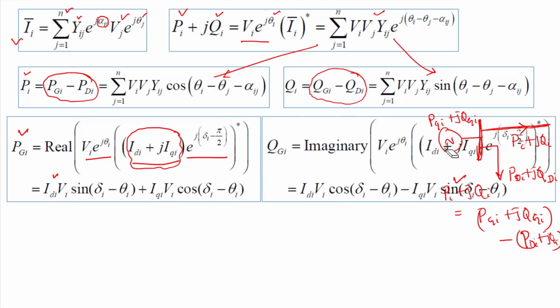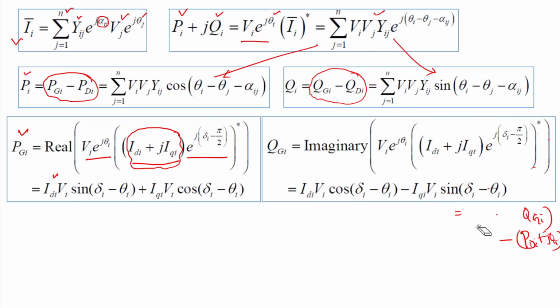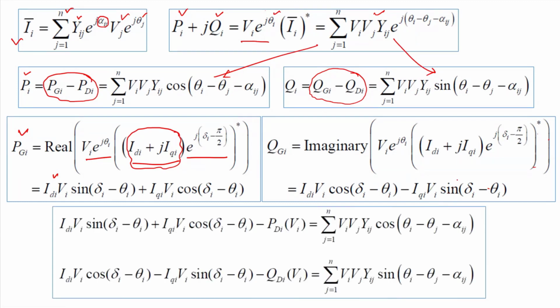Now your QGi, similarly, will become the imaginary part of the terminal voltage and your terminal current, right? That is in terms of the D and Q axis parameters. So that will give me IDi Vi cos delta i minus theta i minus IQi Vi sin delta i minus theta i, right? So now I can substitute in terms of PGi and QGi these quantities, whatever we have derived for PGi and QGi, right?